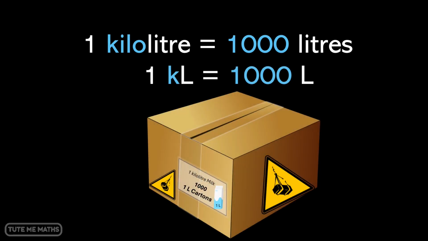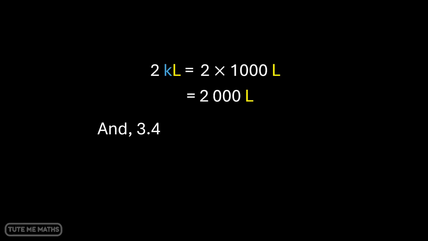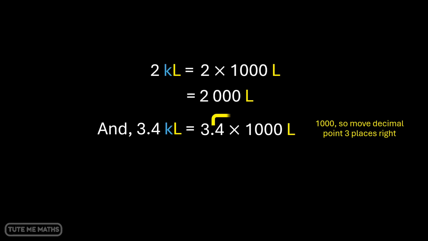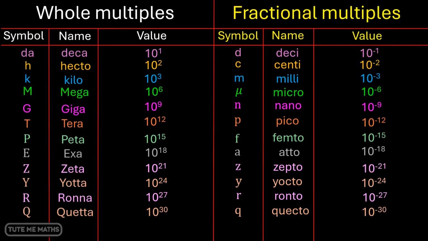It should also be obvious that 2 kilolitres is 2 lots of 1,000 litres. 3.4 kilolitres is 3.4 lots of 1,000 litres, which is 3,400 litres. We can apply these techniques to any prefix with any base unit of measurement, providing you really understand the prefixes and their meanings.